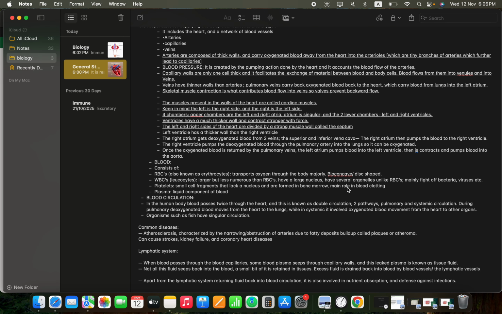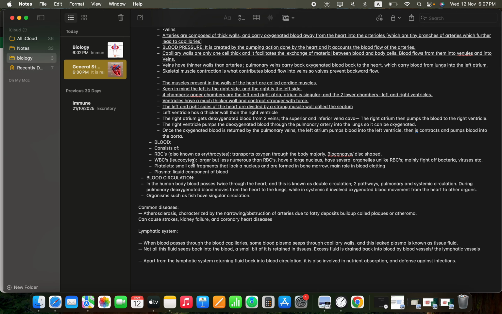So after that, we have blood in general, because what does blood consist of? Blood consists of red blood cells. They're also known as erythrocytes. Just in case they ask a trick question or they mention erythrocytes, it just means red blood cells. Red blood cells transfer oxygen through the body majorly. They're biconcave and look like discs. We have white blood cells, which are also known as leukocytes. They're larger but less numerous than red blood cells, and they actually have a large nucleus. They have several organelles, unlike red blood cells, and they mainly fight off bacteria and viruses, etc.